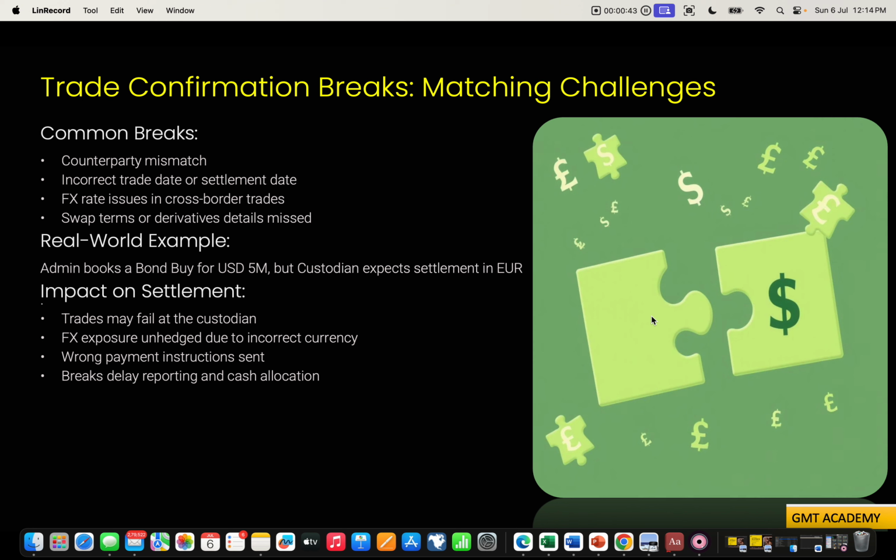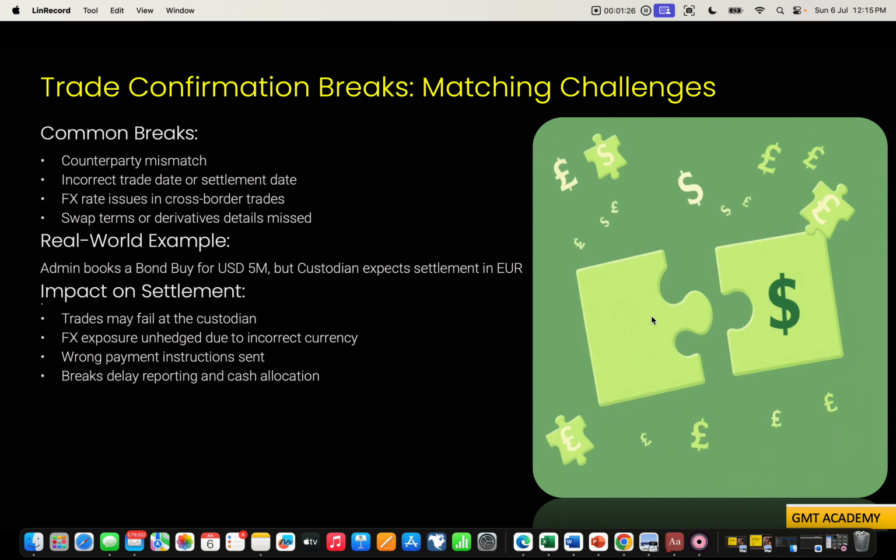Here we should match our trade date, settle date, quantity, currency, and counterparty across the three parties, which are broker, custodian, and administration. We'll now discuss how common breaks occur in the trade confirmation step. First is a counterparty mismatch. The second is an incorrect trade date, settlement date, or FX rate issue in cross-border trades. Cross-border may be US-India, Euro-USD, or any other currency. Or swap term or derivative detail misses, or a detail missed on the underlying asset as well.